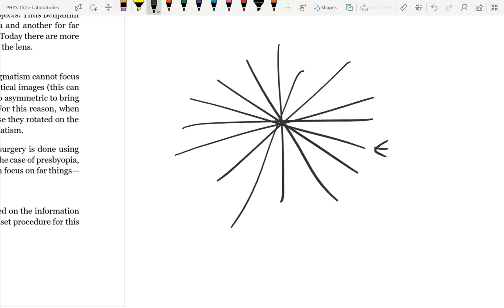Just a few more things before I can answer your question. How many people are wearing contact lenses? Okay, we have a lot of people wearing contact lenses.